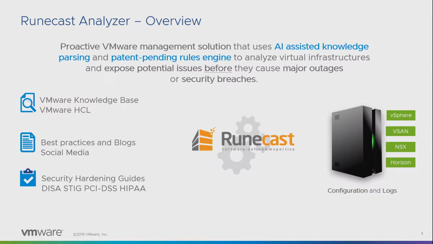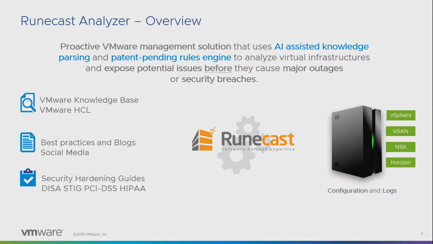It automates these sources of truth, as we call them. This is the VMware knowledge base, the VMware hardware compatibility list, best practices in white papers, and documentation. We even look at blogs and social media, because sometimes issues are first documented by some blogger before they're actually recognized and documented by the vendor. So that's really important as well.